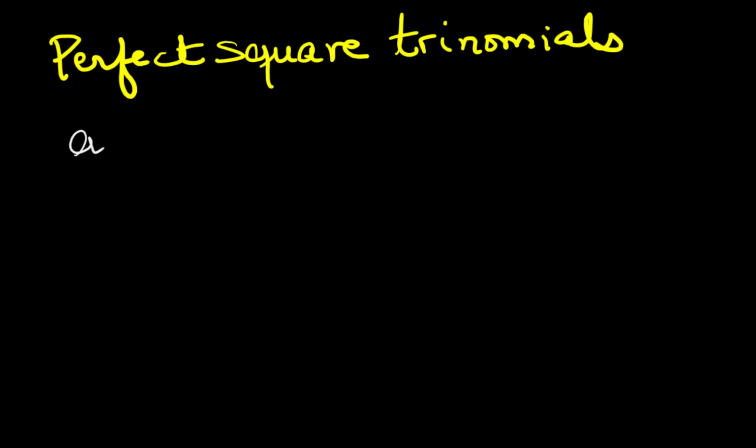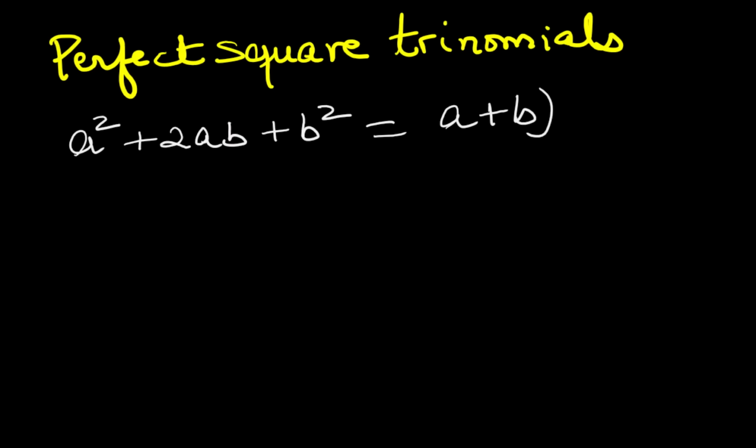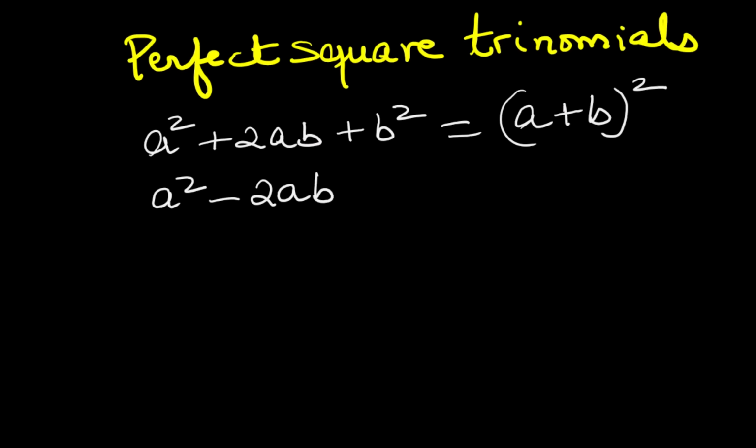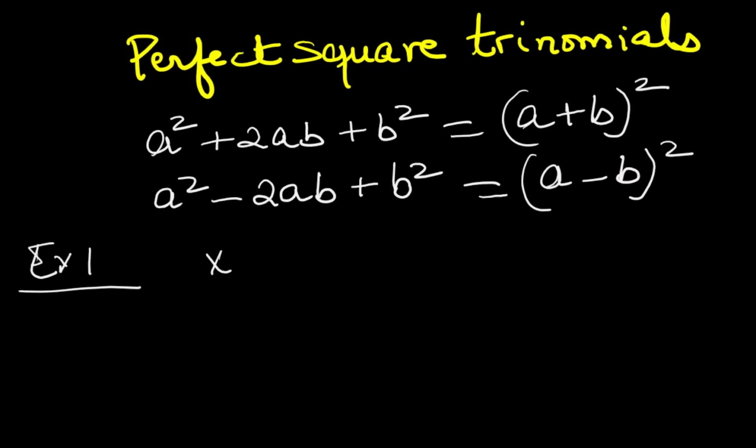Next are perfect square trinomials. There are two forms: a squared plus 2ab plus b squared equals (a plus b) squared, and a squared minus 2ab plus b squared equals (a minus b) squared. Let's check a few examples.